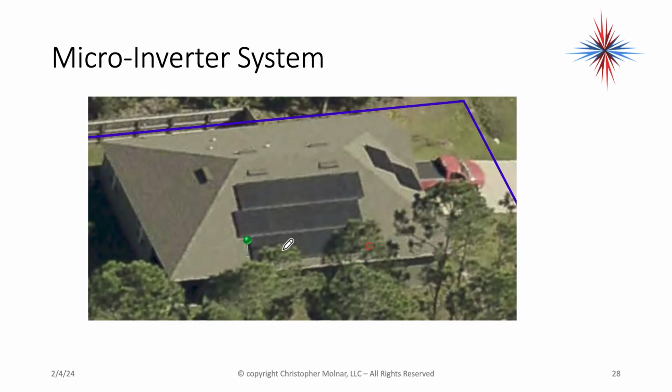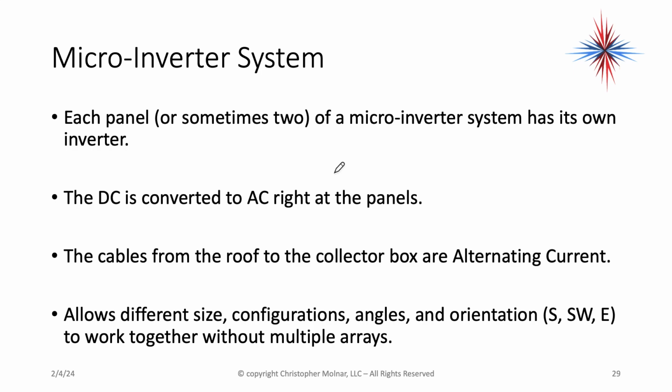This is a micro-inverter system. Micro-inverters are great when you have 2 different facing panels, and you don't want to put them on a single inverter or on multiple inverters. Each panel, or sometimes 2, but it's most often each panel, has a microinverter of its own. The DC is converted to AC right at the panels. The cable from the roof to the collector box is alternating current.